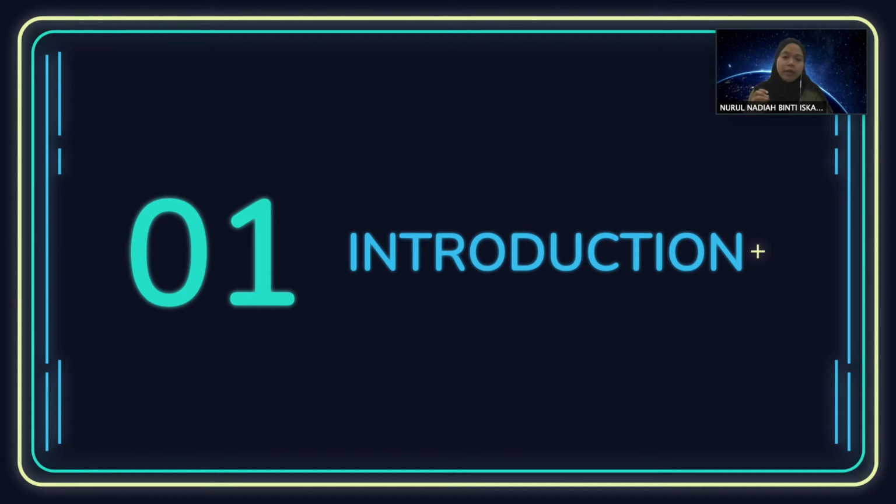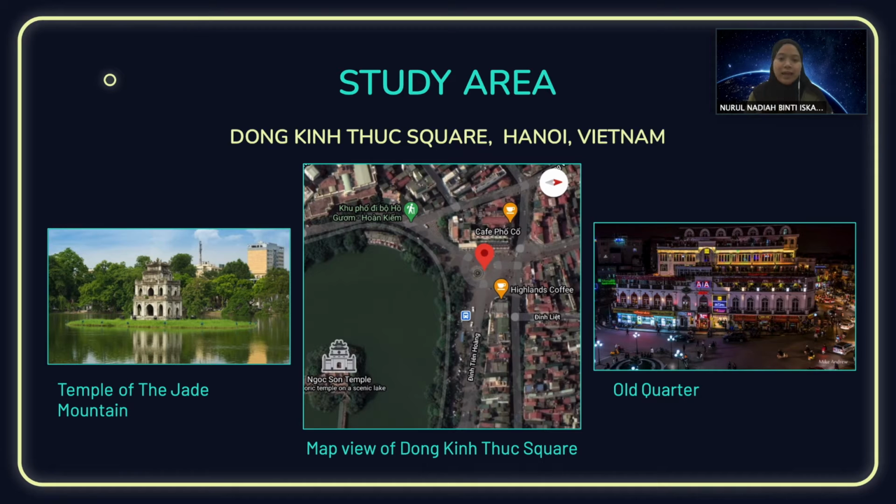For the introduction part, I'll be presenting it. For the study area, we have chosen the Dong Kinh Tak Square, Hanoi, Vietnam. This location, we can say, is a popular spot in Hanoi, Vietnam, because it's located between the temple of the Jet Mountain and the Old Quarter. We can say that a lot of people come here frequently.